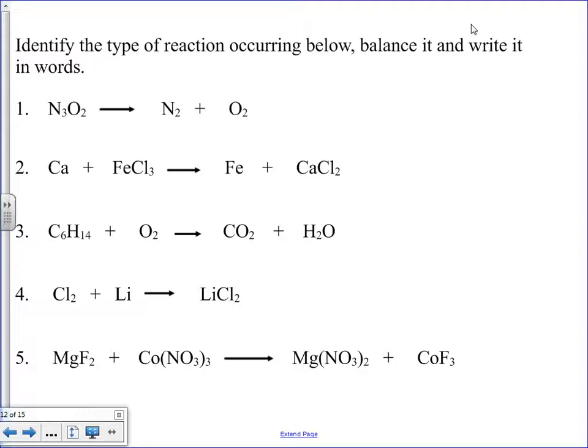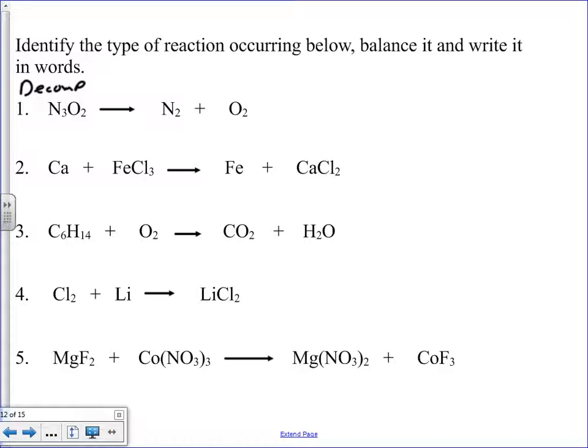All right, what are we looking at for number 1? What kind of reaction is that? It is a simple decomposition reaction because we have a compound here, and it is breaking down into its 2 elements, nitrogen and oxygen. All right, so we would say decomp for that one.